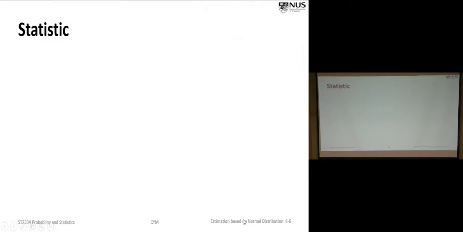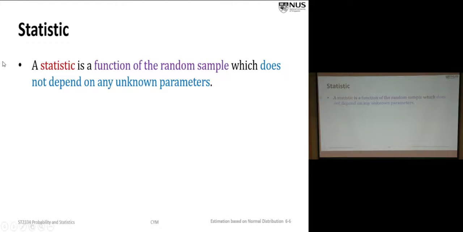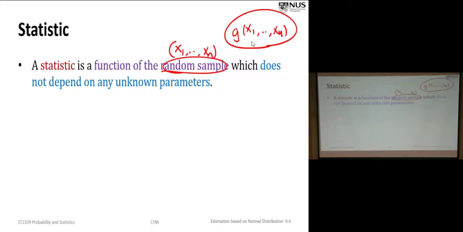The word statistics in the statistical inference context simply means a function of the random variables, or random sample. A random sample means x1 up to xn, n random variables taken from the population, and any function of x1 up to xn is considered a statistic.